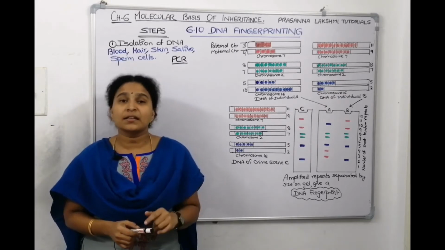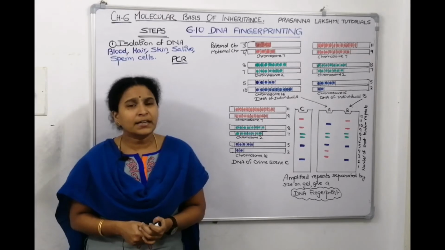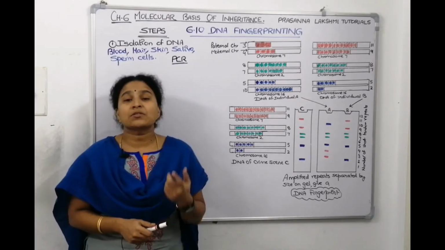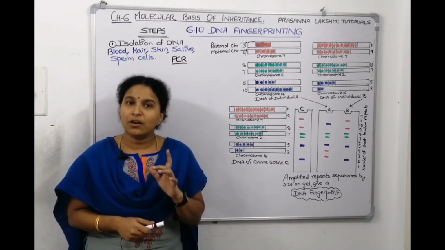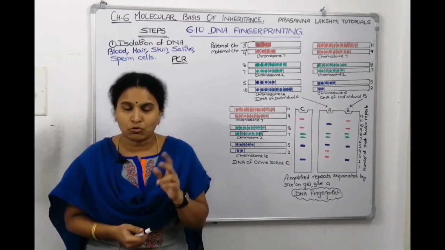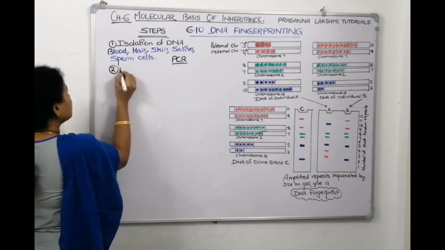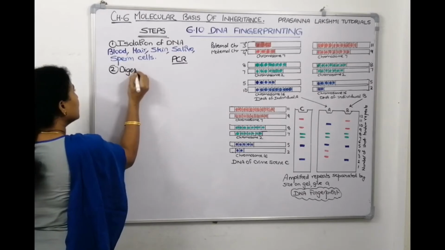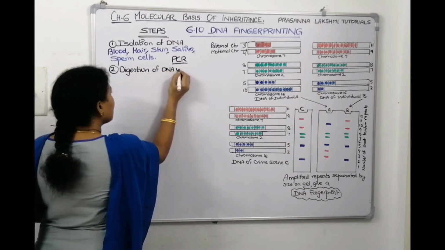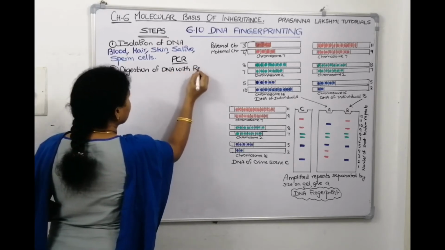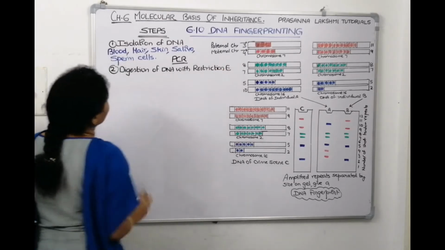Now after isolating the DNA, what is our next step? We need to cut it, right? If you want to identify the differences, you need to cut it. Means how to cut it, with which enzymes we will cut? We will digest with the restriction endonucleases, with the restriction enzymes. So our second step in DNA fingerprinting technology will be digestion. It is digestion of the DNA with restriction enzymes.